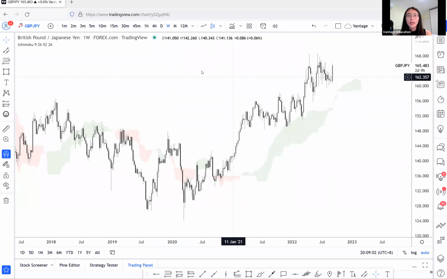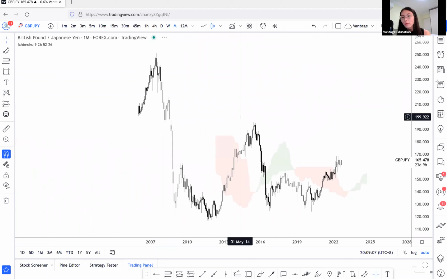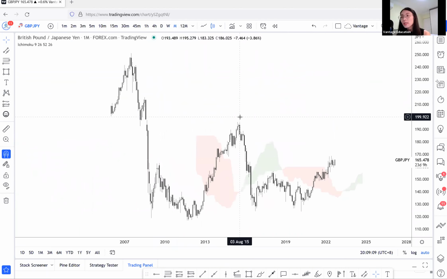So over here, let's take a look at the higher time frame first, starting from the monthly time frame on pound yen. This is the highest time frame. In general, I like to do the analysis starting from the higher time frame, so the higher time frame's support and resistance levels hold more weight.